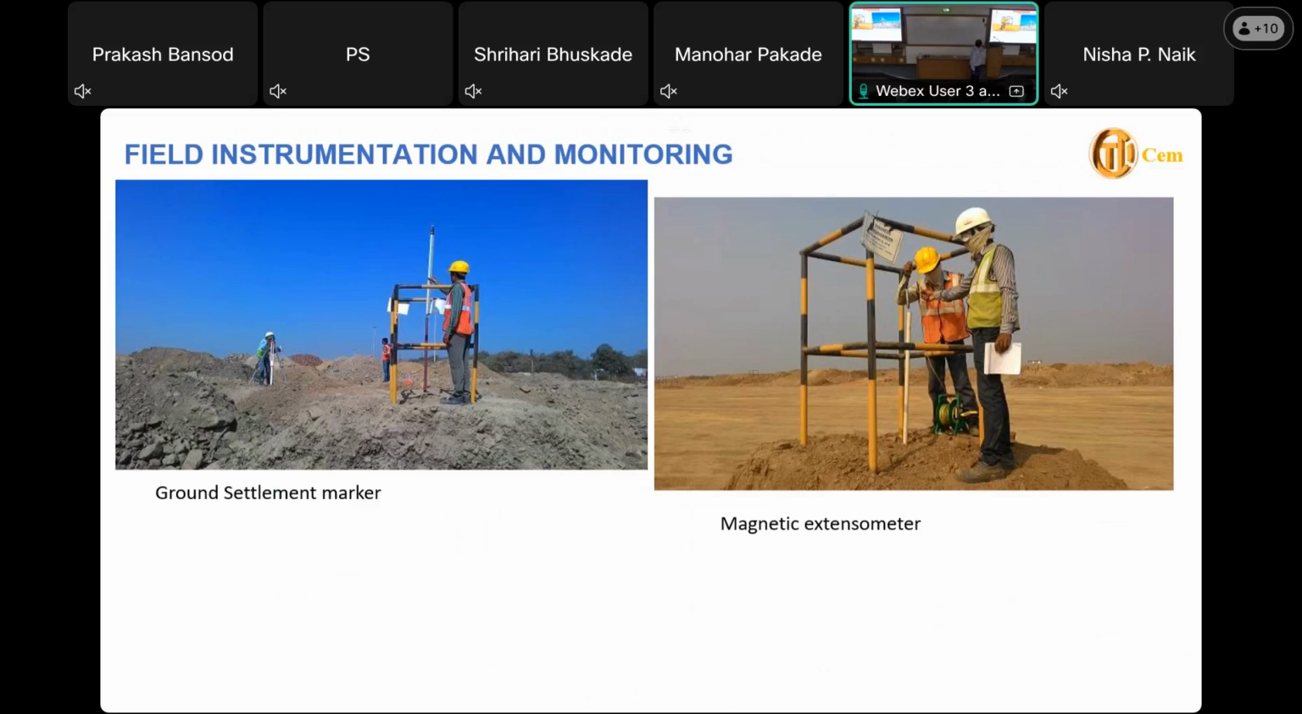This is a magnetic extensometer. It has spiders, and these are magnets, which detect where the location is. So every day we come and take the reading with the magnetic extensometer. Say spider 1, 2, 3, 4 is there. So every time we take a reading from the top, how much it is. Once you subtract it from the zero reading, you get the settlement.